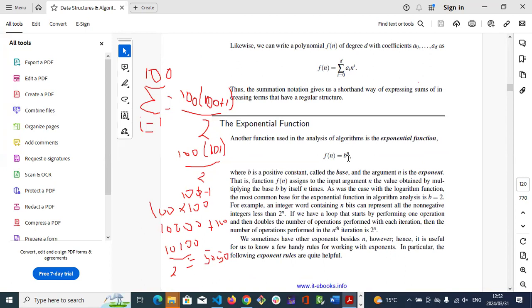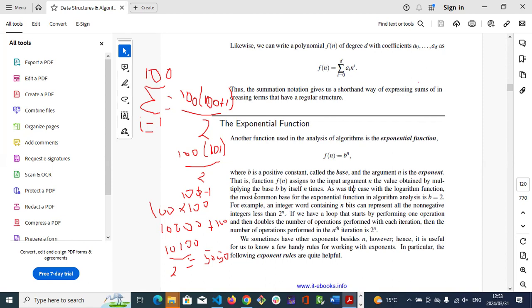And then we have the sixth, which is the exponential function. Another function that is used in analysis of algorithms is the exponential function. The f of n, remember, this is our f of n, equals b to the power of n, where b is a positive constant called the base, and the argument n is the exponent. That's the one that will raise the power.